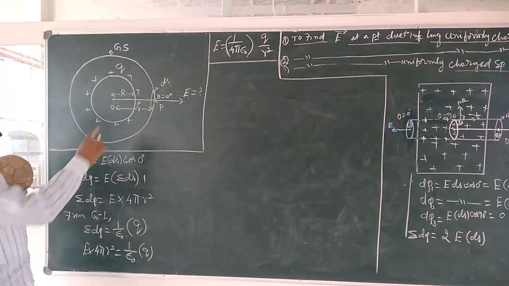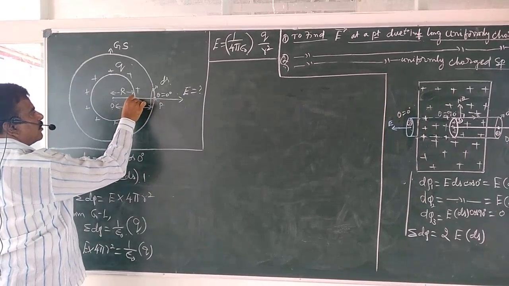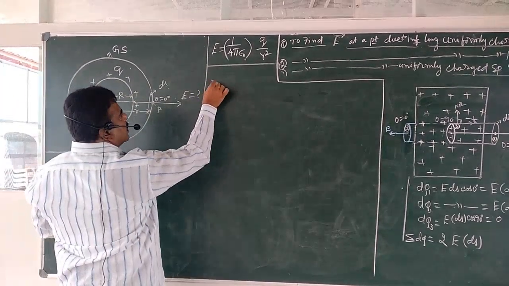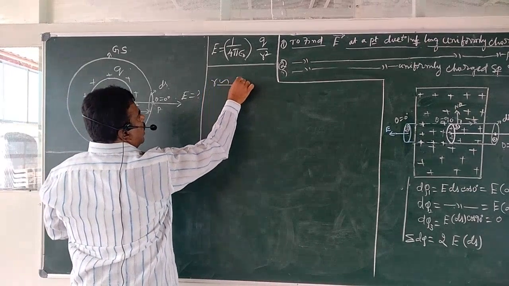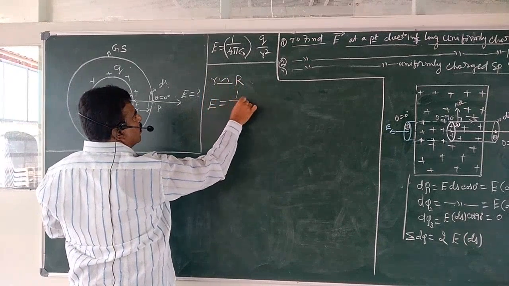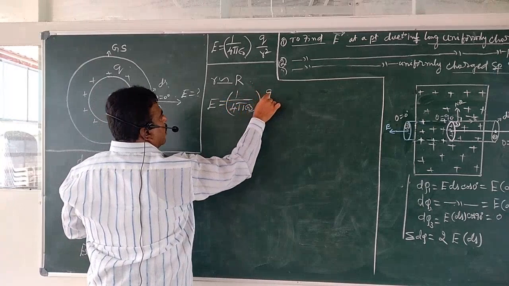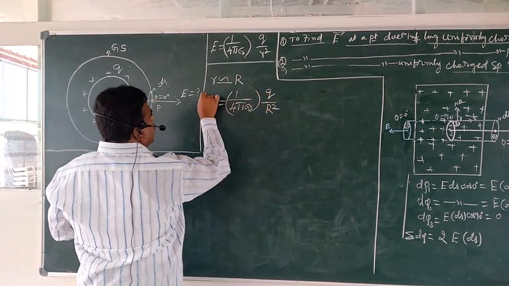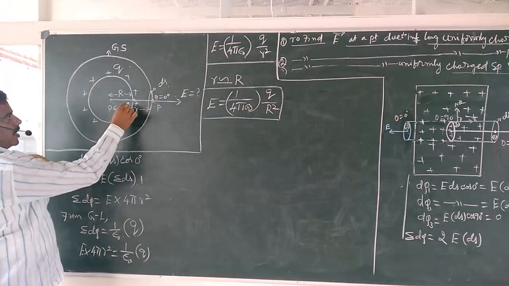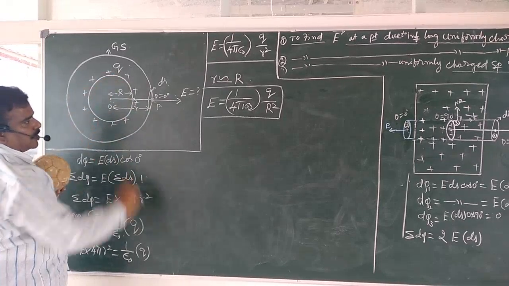Okay? If I consider a point on the surface of the shell, near the surface of the shell, somewhere here, what happens? This small r is almost equal to capital R. Therefore, the expression becomes 1 by 4 pi epsilon naught Q divided by capital R square. This is the expression for electric intensity near the surface of a charged spherical shell.